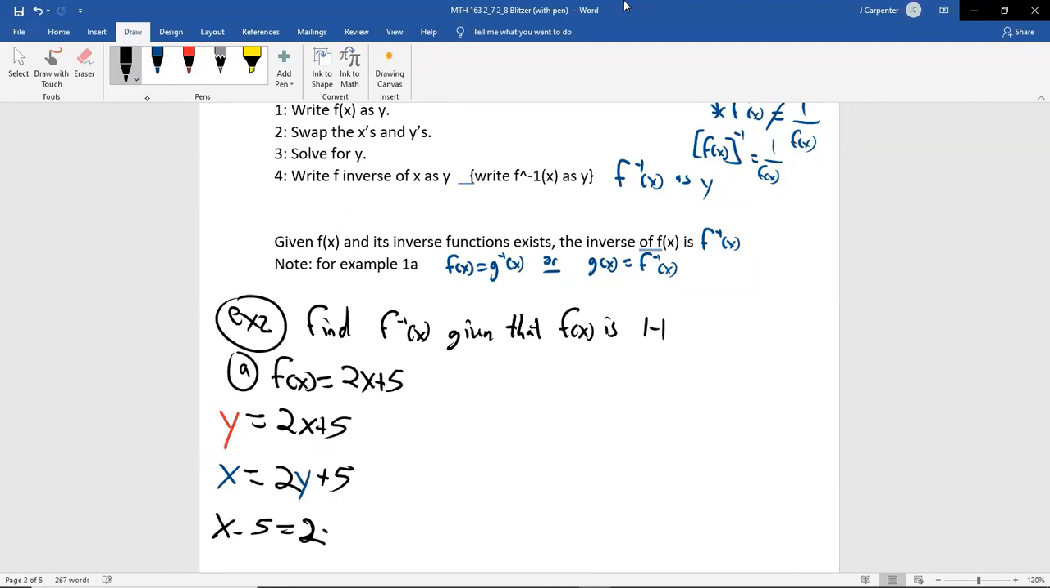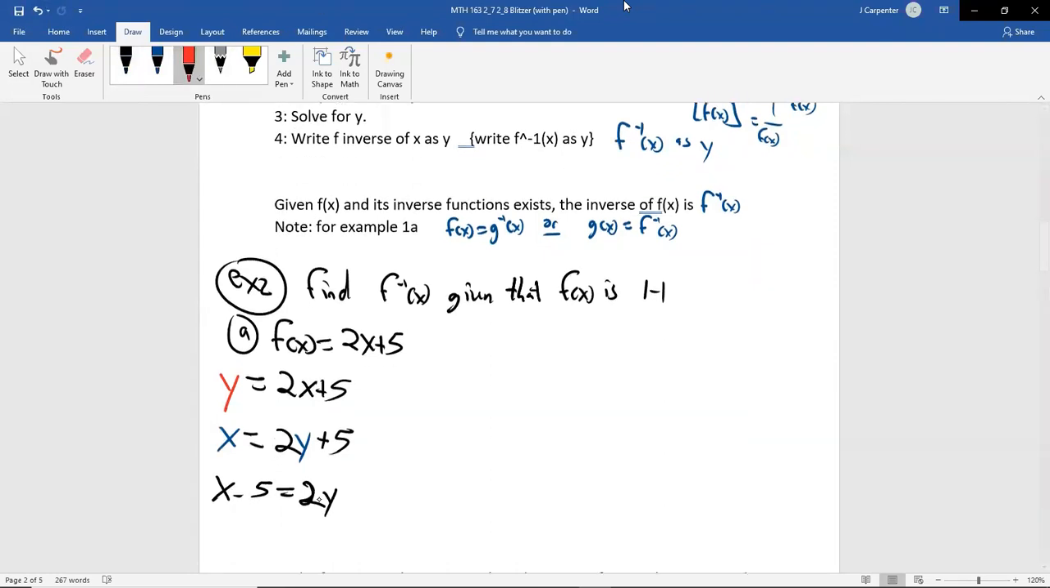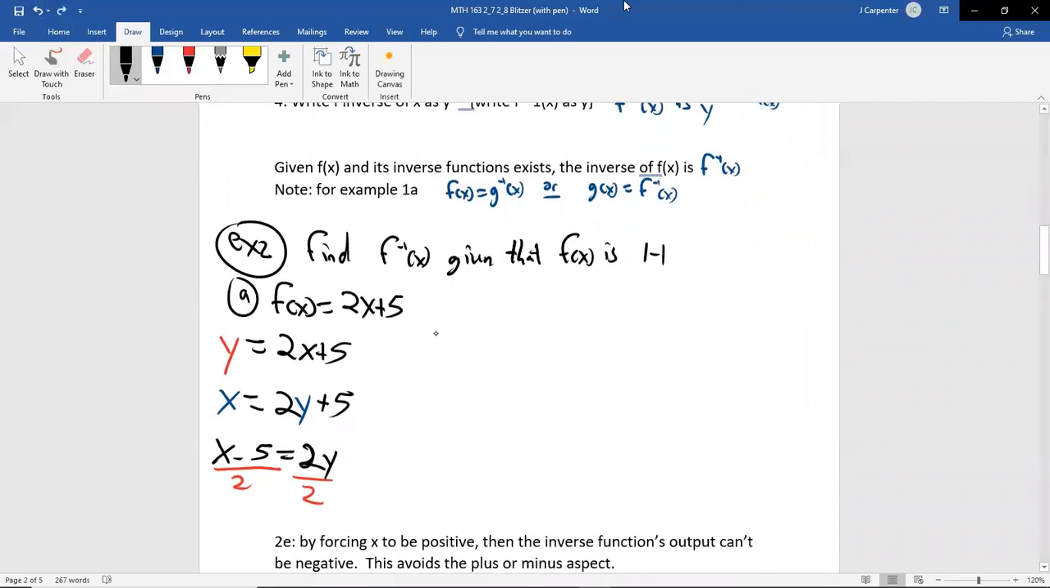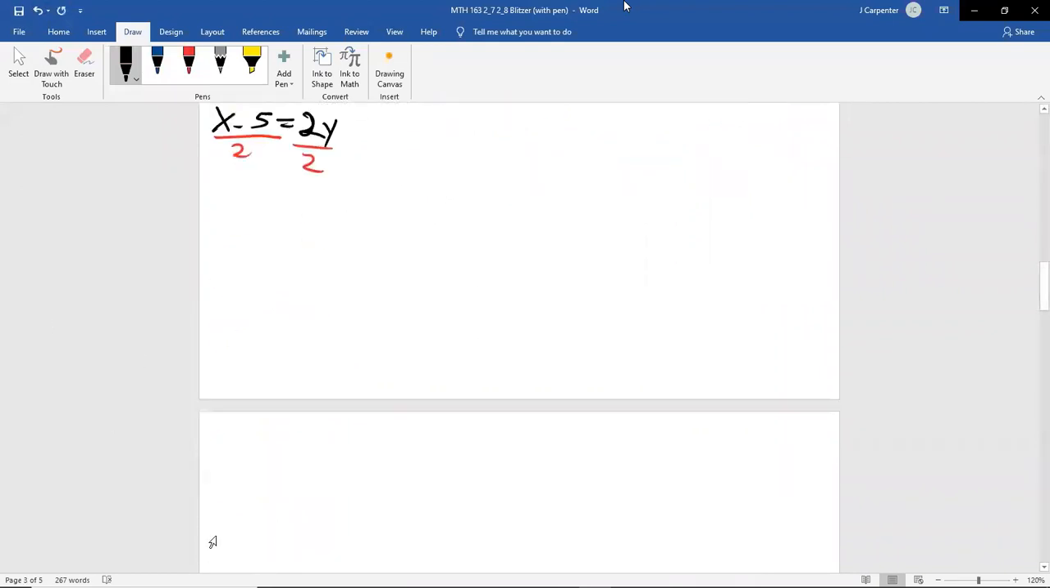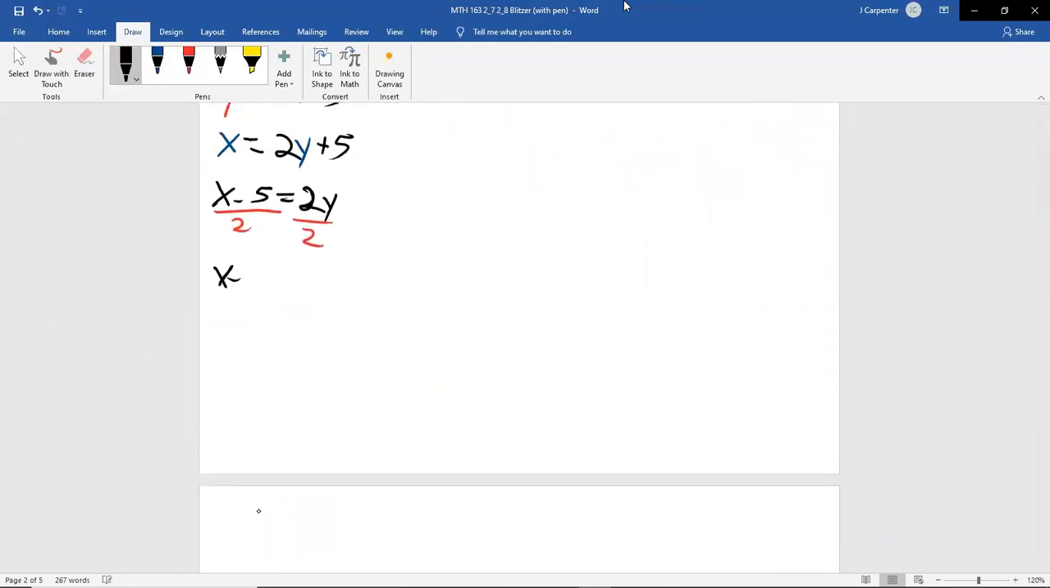Again, the plus 5, I subtracted 5 on both sides. So that's now an x minus 5 on the left. There's no more 5 on the right. And to get rid of a 2y, we're going to divide both sides by 2 so that they cancel. Again, these 2's are the things that cancel. So then that gives us, wow, I need way more room than what I thought. It's okay. X minus 5 over 2 is equal to y.